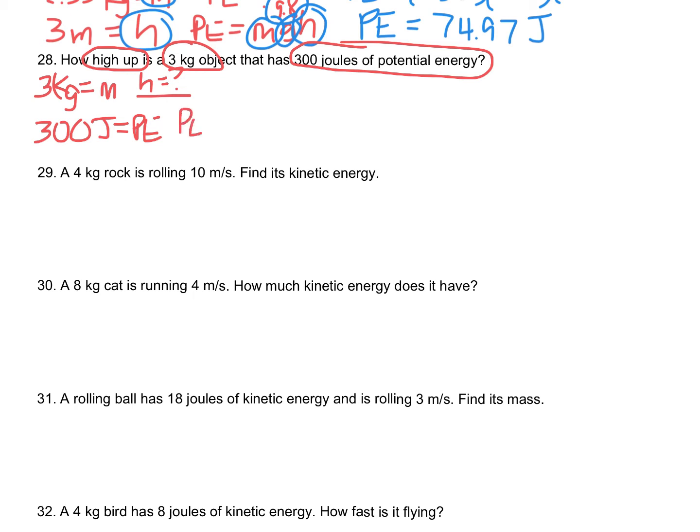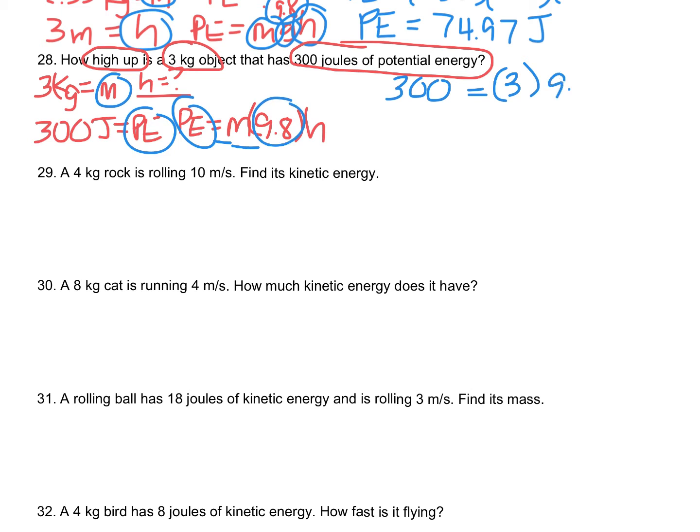And we know, of course, that potential energy is equal to mass times the acceleration of gravity times the height. Can we plug into our equation and solve for it? Sure we can. First up is potential energy, which we have is 300 joules. So we're going to put 300 is equal to the mass. The mass is going to be 3 kilograms.